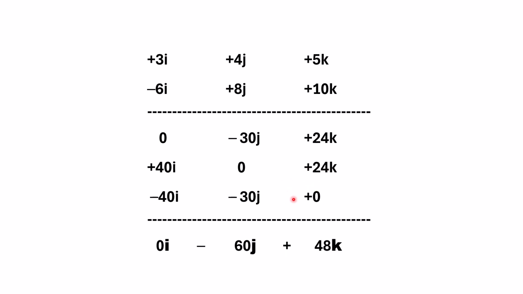Now we add the three rows, column wise of course. In the first column, plus 40i and minus 40i cancel each other, we get 0i. Next, minus 30j and minus 30j is minus 60j, and in the third column plus 24k and plus 24k is plus 48k. So we get 0i minus 60j plus 48k. That is the product, but as we told you, we will give you a shorter method.